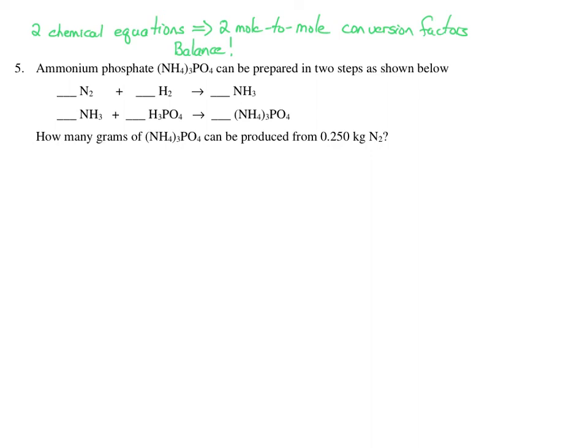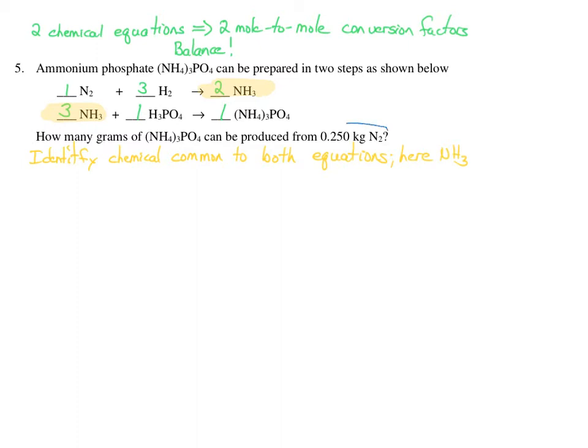In this question, we're asked to compare two chemicals to each other, and we're given two chemical equations. In this case, we have to use two mole-to-mole conversion factors. First, we must balance each of these chemical equations. The next step is to identify the chemical that's in common to both equations. In this case, the only chemical that is in common for both equations is NH3.